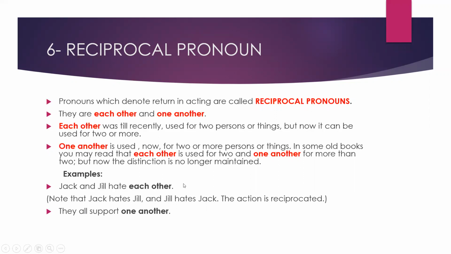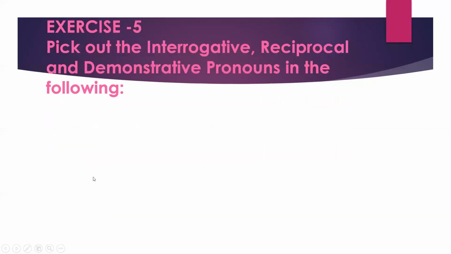For example, people were helping each other. It means there were many people and they were helping each other. Students of class 6 are very good students. They help each other during difficult time. So each other is not only used for two, but it can be used for more people, and one another is also used for more people. Understand?